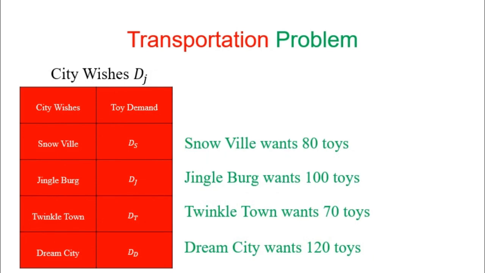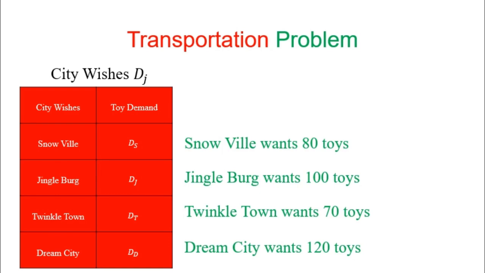And this matrix that you are seeing on this slide, that is known as the destination matrix. Okay, sorry, demand matrix. So basically, what does it mean? It means the demand, or the number of quantities being demanded in those four cities. That is Snowville, Jingleburg, Twinkletown, and Dream City.